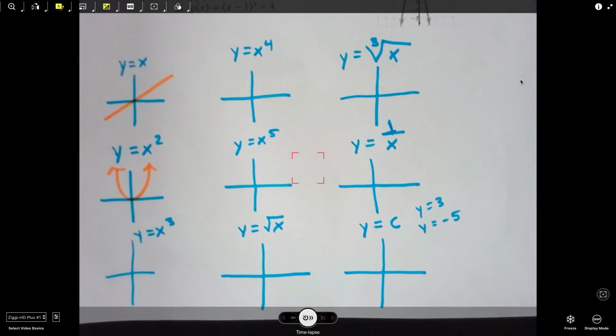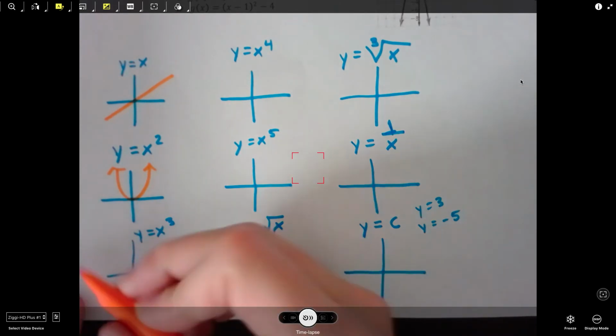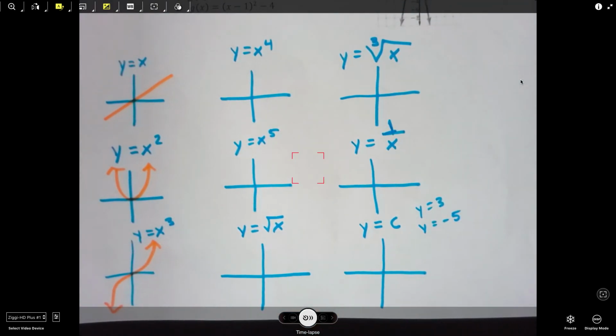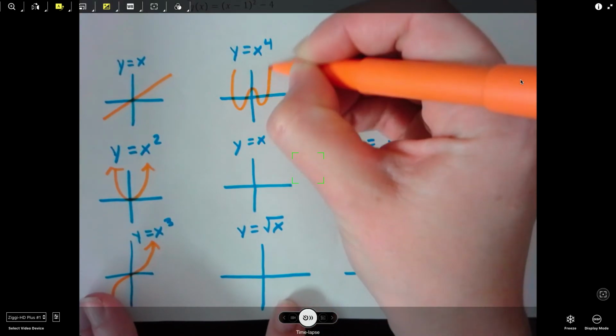Do you remember what x to the 3rd power looks like? It's kind of like a sideways S, maybe? Like this. That's what x to the 3rd power looks like. Now, x to the 4th power kind of looks like x squared. You remember me talking about that? It looks like a parabola, but it has an extra hump in it. So it kind of looks like a W.